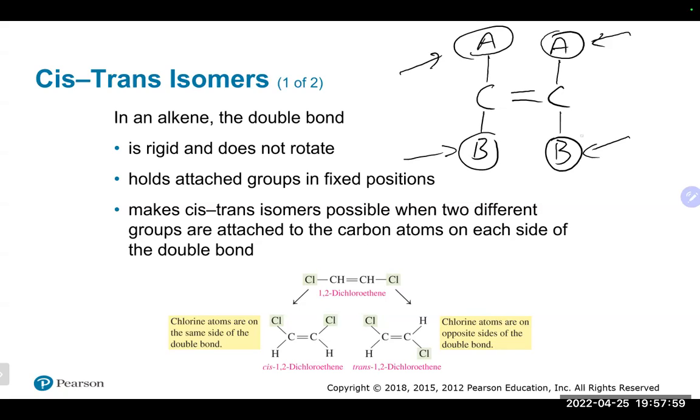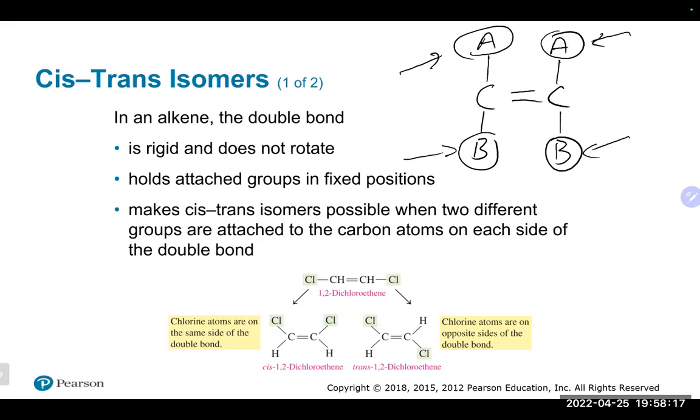This would be cis. The A's are on the same side, or you can even look at the B's. The B's are on the same side as well. But that's what you need to make sure. The double bonded carbons need to have two groups attached that are different from each other. And then when you compare between the two carbons, you need to have somebody that's the same.